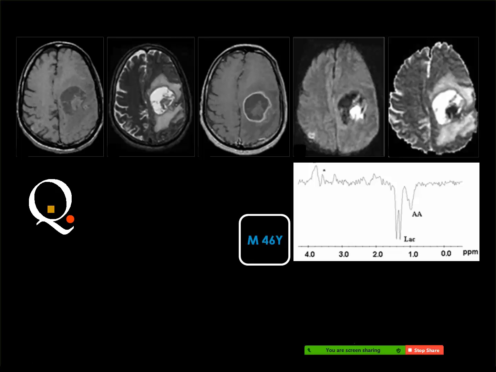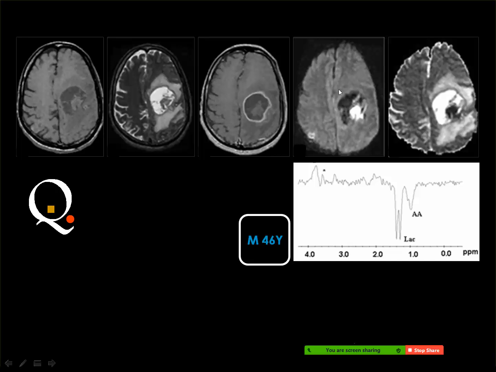Abscess. Okay, and the abscess usually shows diffusion restriction. Is it true? Yes. But here, it is not totally diffusion restriction. It's only part of the lesion that shows diffusion restriction, and the remaining part of the lesion shows no diffusion restriction. And this is an important finding in the treated abscesses.